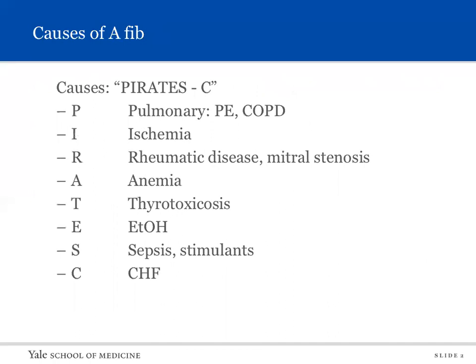We look at some of the causes of atrial fibrillation. Here's a kind of silly mnemonic, PIRATE C, for the different etiologies that can contribute to developing atrial fibrillation. P is for pulmonary causes such as COPD or PE. I is for ischemia, generally in the setting of coronary artery disease. R is for rheumatic disease, mitral stenosis. A is anemia, thyrotoxicosis, alcohol, sepsis, stimulants, and then finally the C is for heart failure.